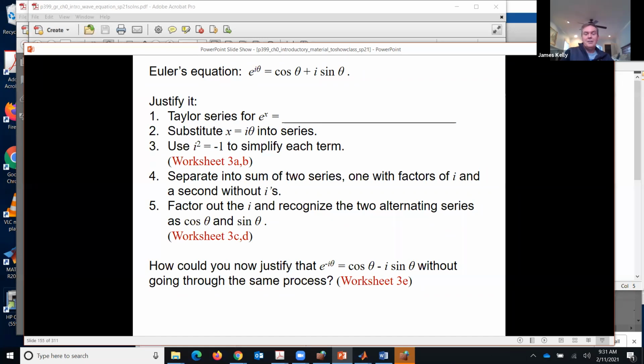Anybody just volunteer, unmute if you have an idea of how to immediately get from the top relation to this expression for e to the minus i theta, if we've already got an expression for e to the i theta. You just substitute negative i for i, right?